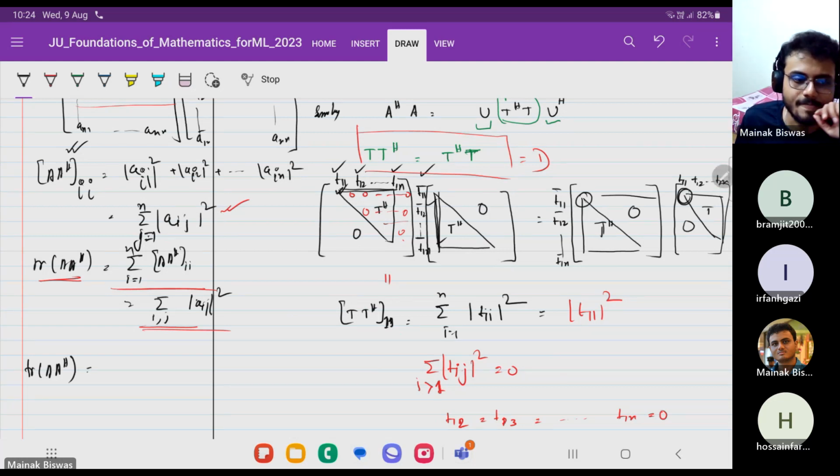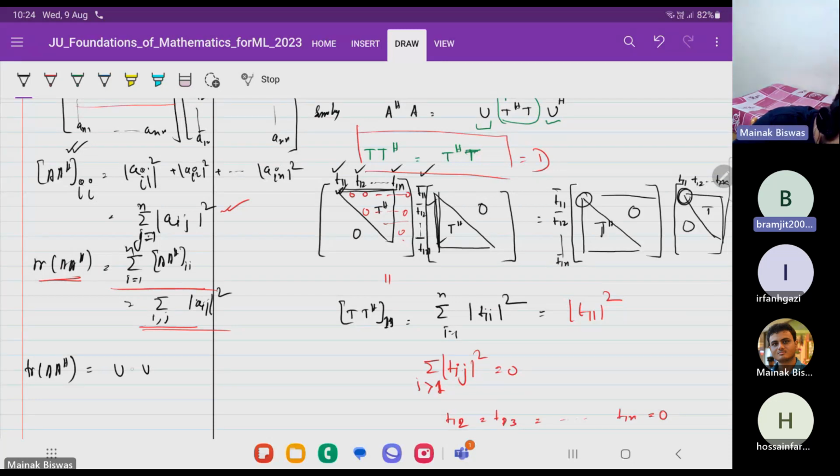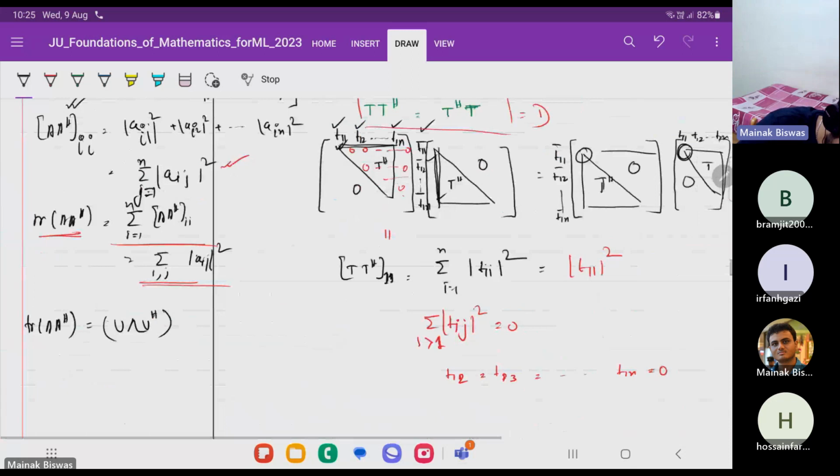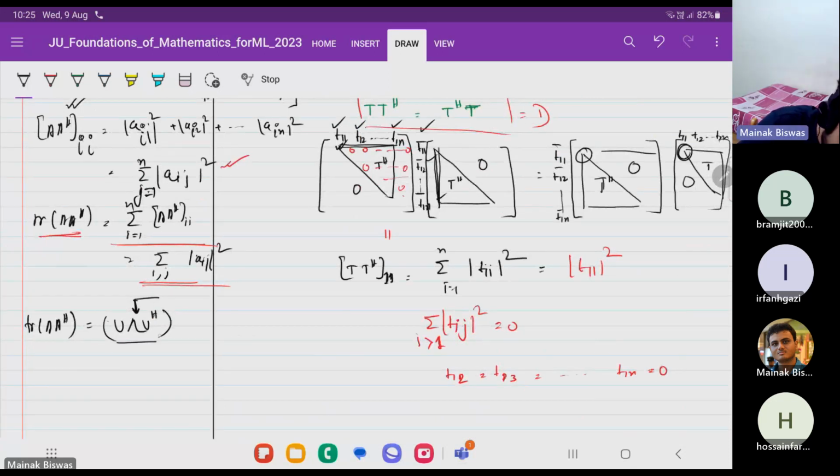Simple. If it is unitarily diagonalizable, how will I write A? We can write it as U D U inverse, where D is the diagonal matrix of eigenvalues. Correct. Let me write lambda. Right? Okay, let's write D only. Oh no, lambda is okay, na? This is the eigen decomposition.